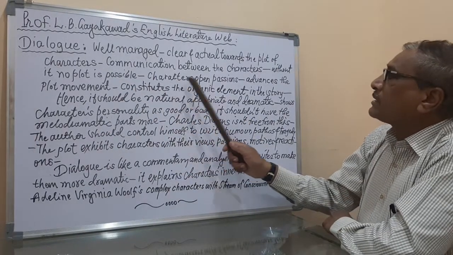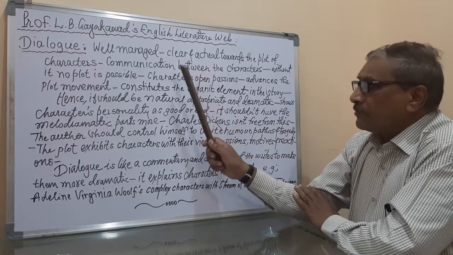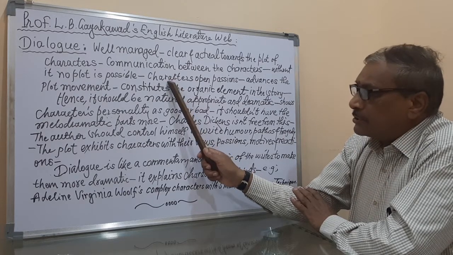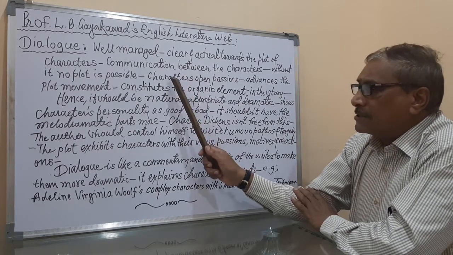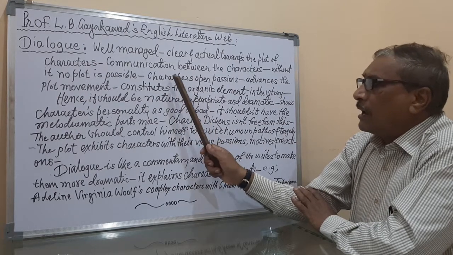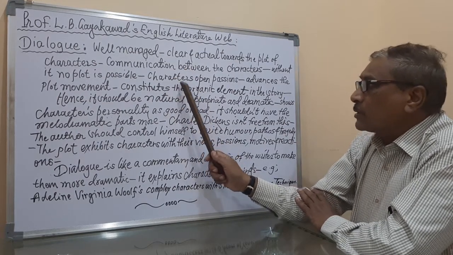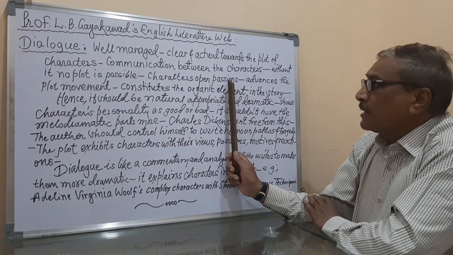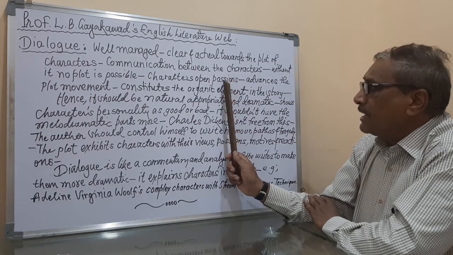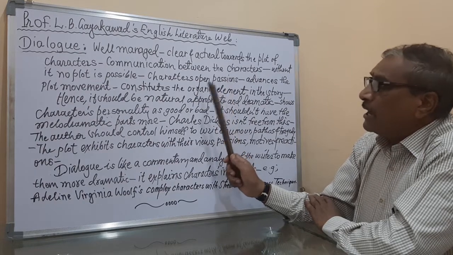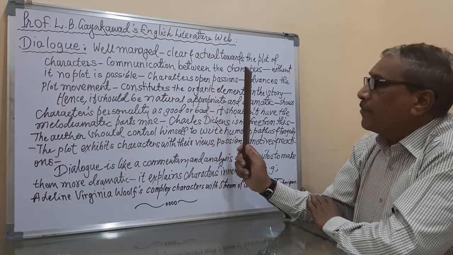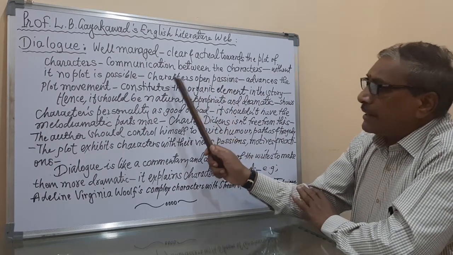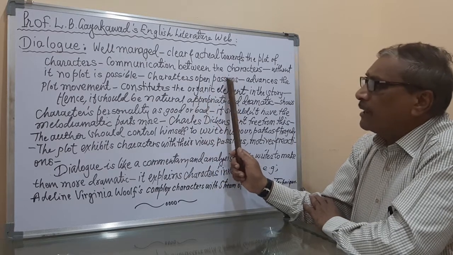So the dialogue should be well managed, clear, and actual towards the plot of the characters. The characters open their passions through the dialogue. It is very clear that the characters speak with each other, and that's why through these dialogues the characters open their passions. Now what is passion? Passions means their desires, their feelings, their willings, their thoughts, what they want to do, their minds, their dreams, everything is called passions.